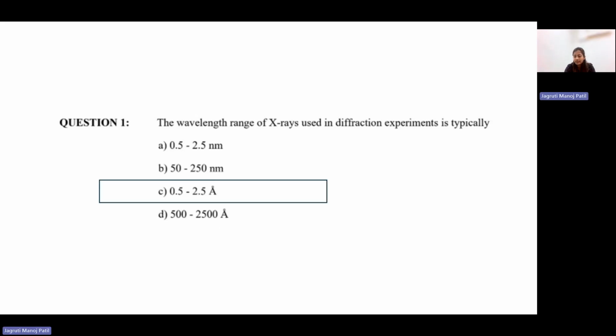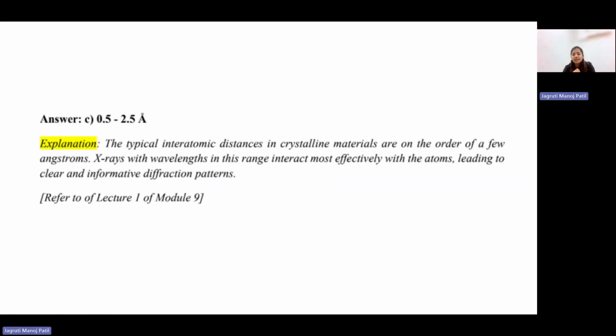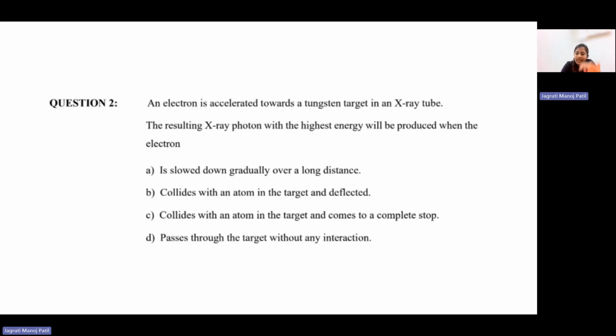0.5 to 2.5 angstroms. So why so? Because the typical interatomic distance in crystalline materials is on the order of a few angstroms, and X-rays with wavelengths in this range will interact most effectively with the atoms, leading to very clear and informative diffraction patterns.